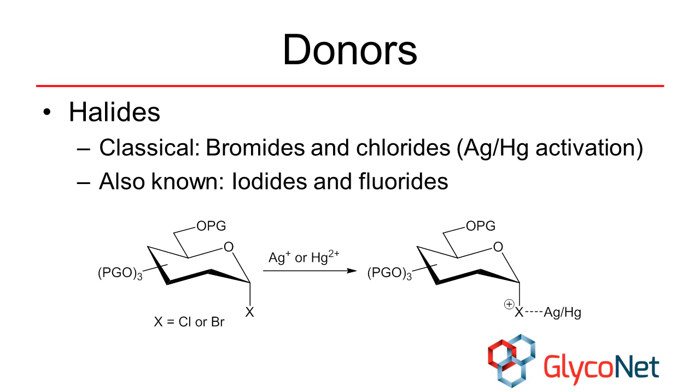Glycosyl halides were one of the first types of donor to be developed. Bromides and chlorides have seen the most use, and can be activated using silver or mercury salts. Iodides and fluorides are also known. Iodides are the most reactive and may not even need to be activated. Fluoride donors are the most stable to hydrolysis and can often withstand column chromatography.